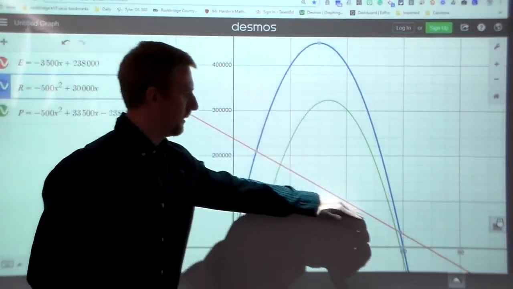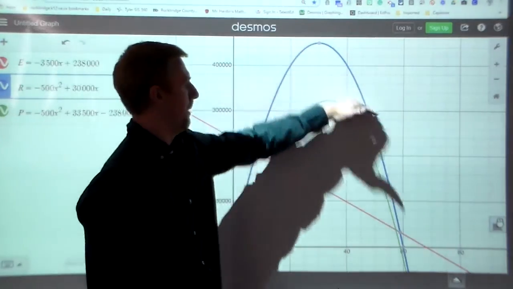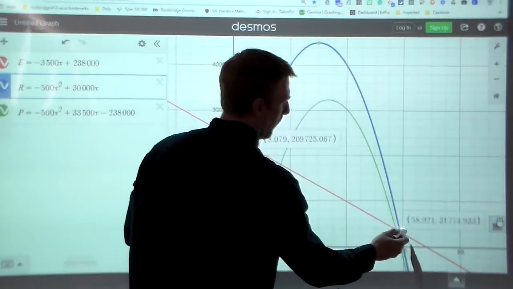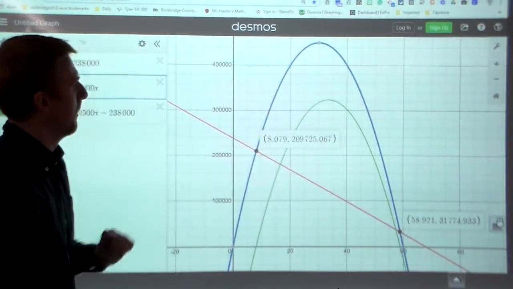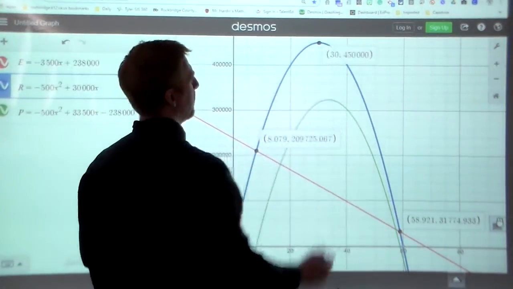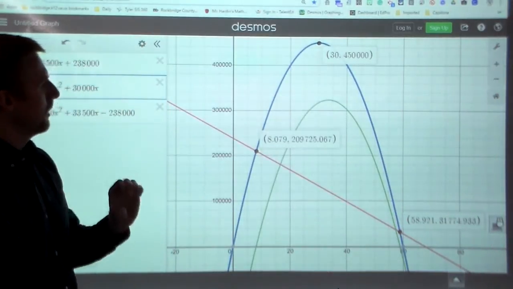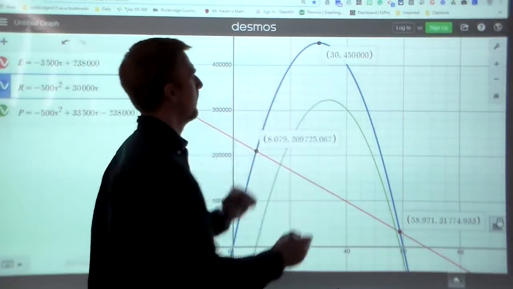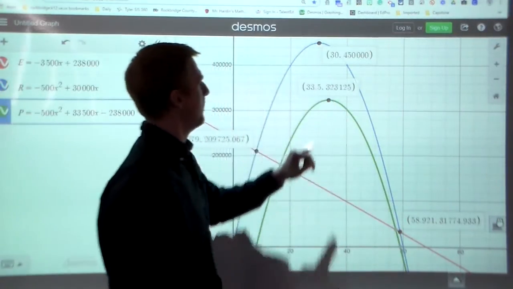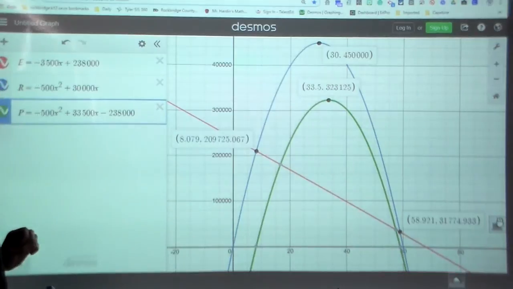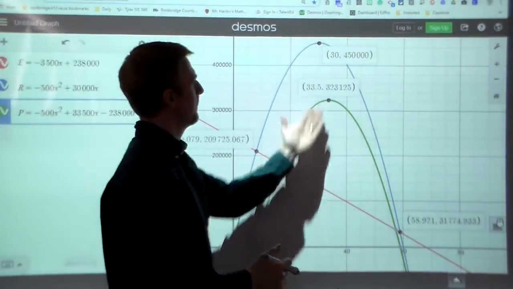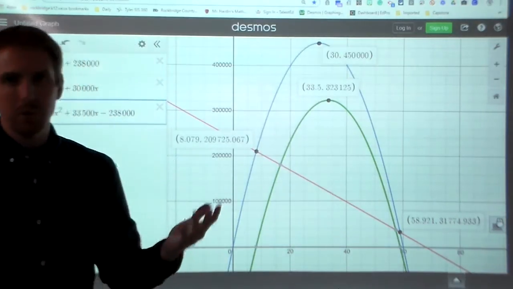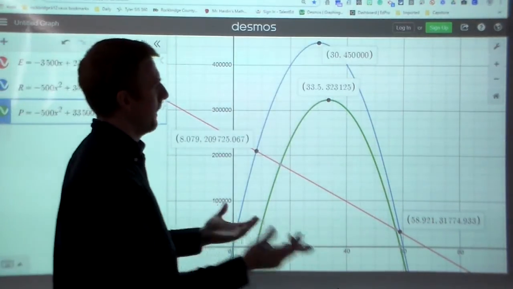So expense is the line, revenue is the big parabola, profit is the smaller parabola. So just some familiar points, your break-even points, we've already talked about those before. Your maximum revenue, we've talked about that. I really want to point out how your selling price is a little bit higher than that $30, because your maximum profit happens when you sell for $33.50. If you subtract out your expense at this price, you'll see you don't make as much profit. That's okay, it's how the math worked out. You want to go with how the math works out.